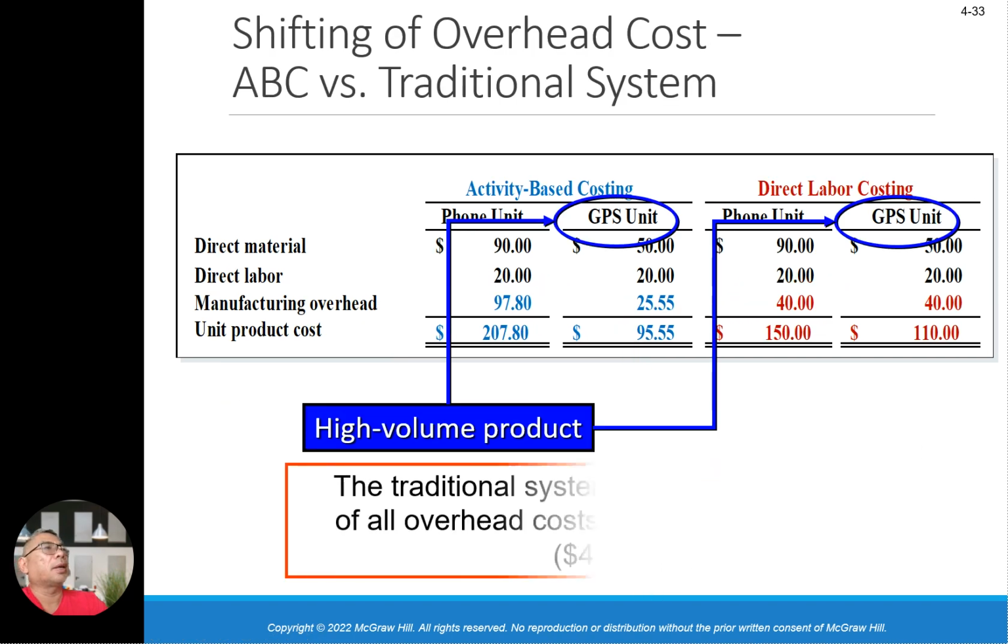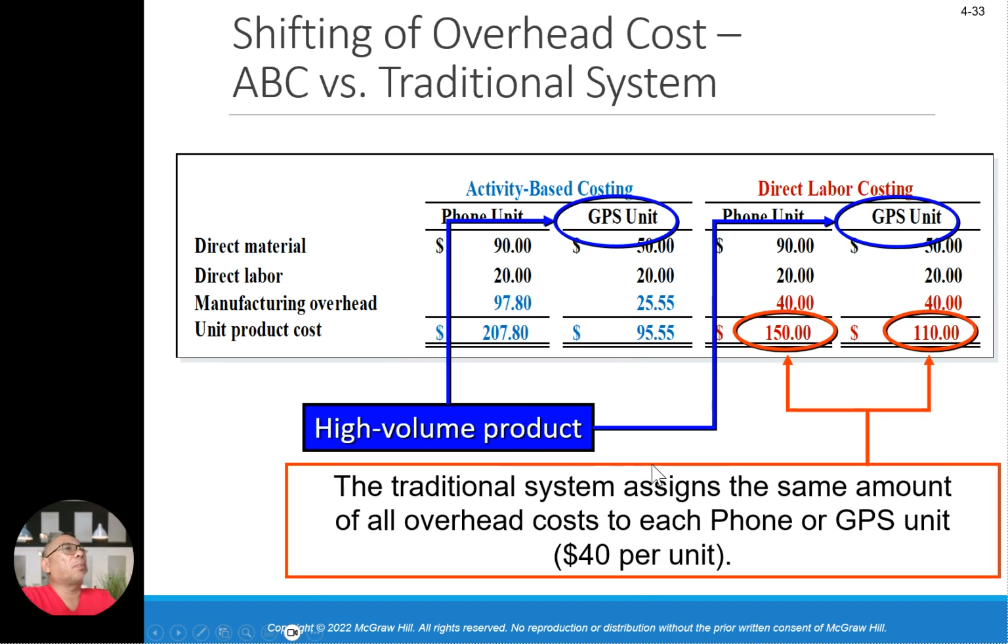For the high volume product, the traditional system assigns the same amount of overhead to each phone unit and GPS unit, $40 per unit. 150 for the phone and 100 for the GPS, the high volume product.